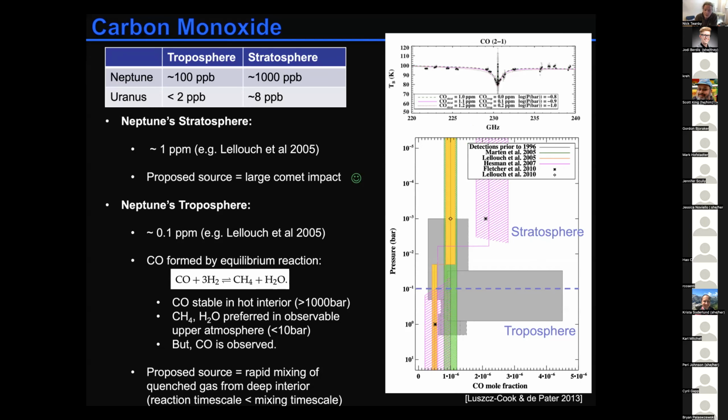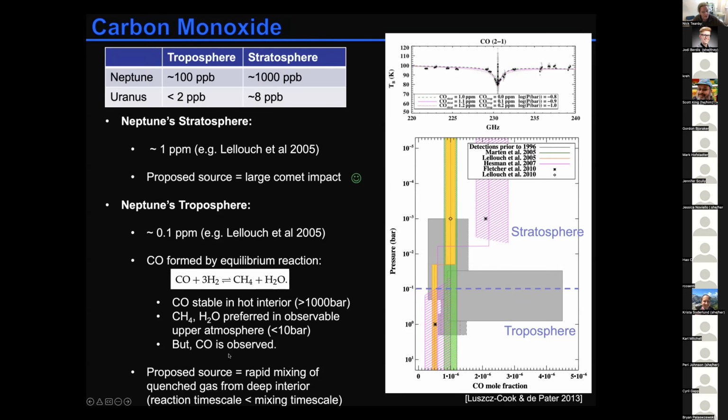So we think we understand the stratosphere in terms of CO, but what about the troposphere? So this is very weird. There's a lot of different abundance measurements for CO in Neptune's troposphere. There's quite a wide range depending on the study and the telescope used and so on. But approximately there's about 0.1 parts per million.